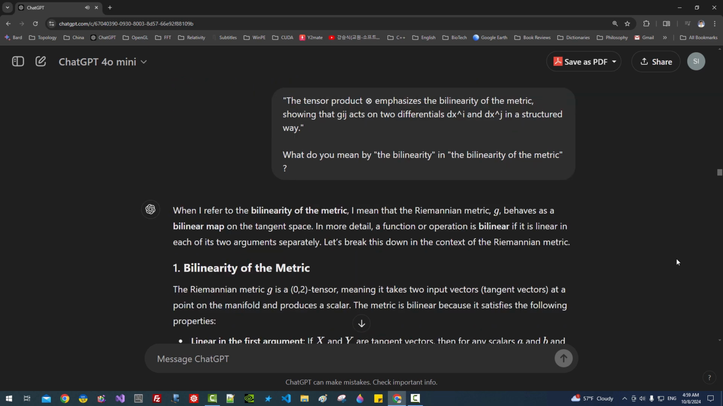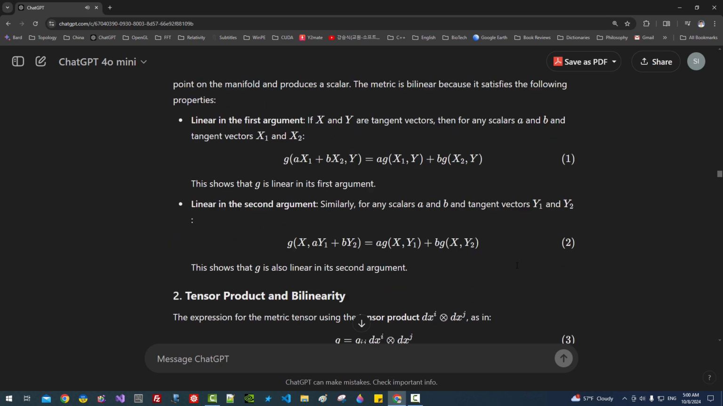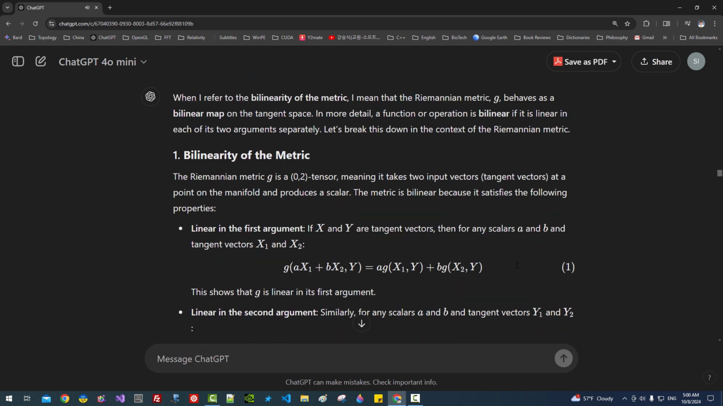The tensor product emphasizes bilinearity of the metric, showing that g_ij acts on two differentials dx^i and dx^j in a structured way. What do you mean by bilinearity of the metric? When I refer to the bilinearity of the metric, I mean that the Riemannian metric, g, behaves as a bilinear map on the tangent space.